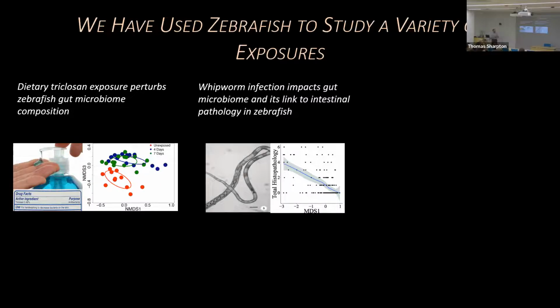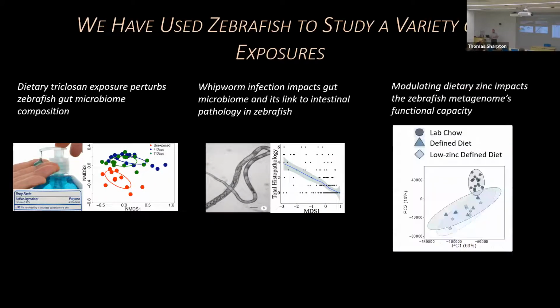That's something we're currently following up on, looking for chemicals the microbiome may be secreting to modulate immune status or the worm's infection burden in the gut. And we've even used metagenomics to show that modulating a single dietary component, low zinc, relative to the otherwise identical diet, has a subtle but significant change in the microbiome's functional capacity. We've done all that work in adult zebrafish where it's difficult to prove cause and effect.